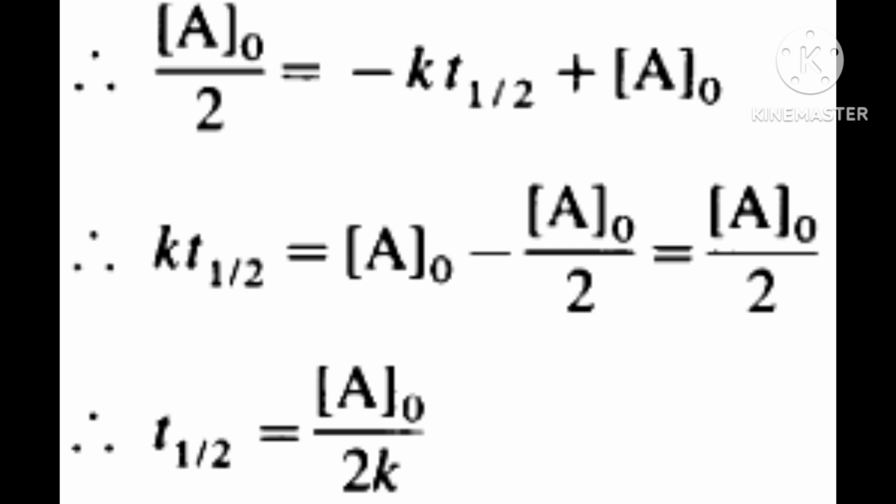For zero order, it depends on both initial concentration and K, and it is inversely proportional to K. Here also it depends on K, and it is also inversely proportional. In both cases inversely proportional. But in zero order it is directly proportional to the initial concentration, whereas here it is independent of the initial concentration.